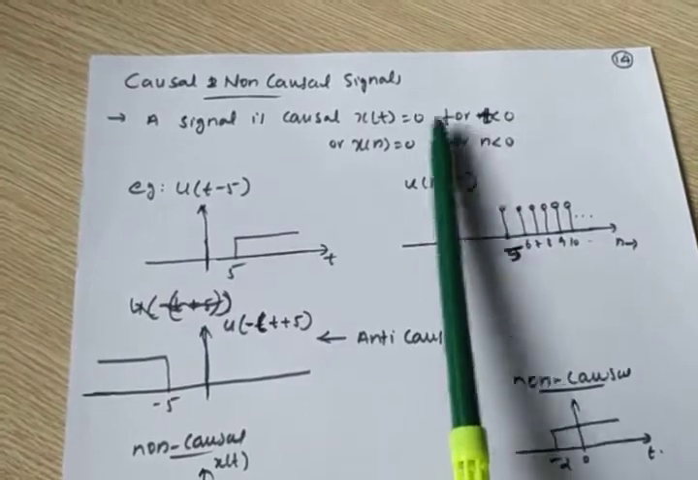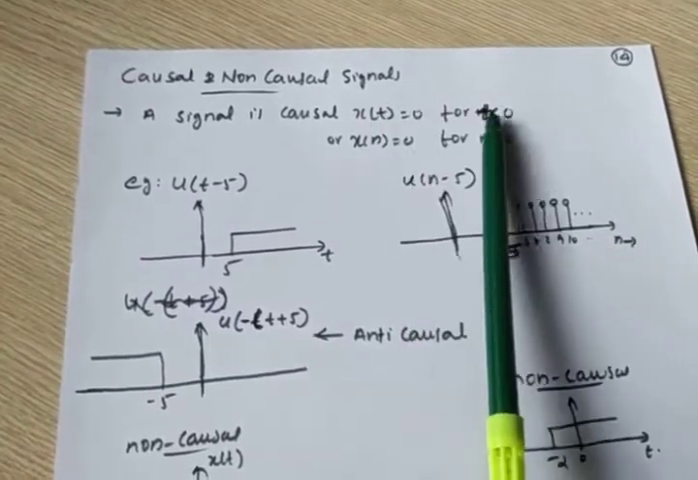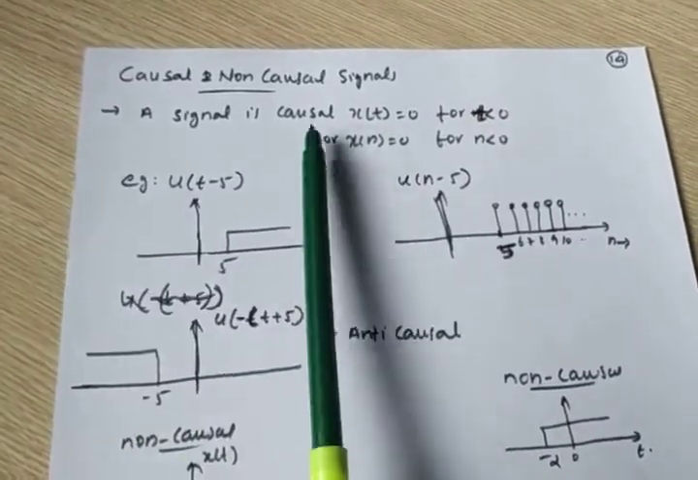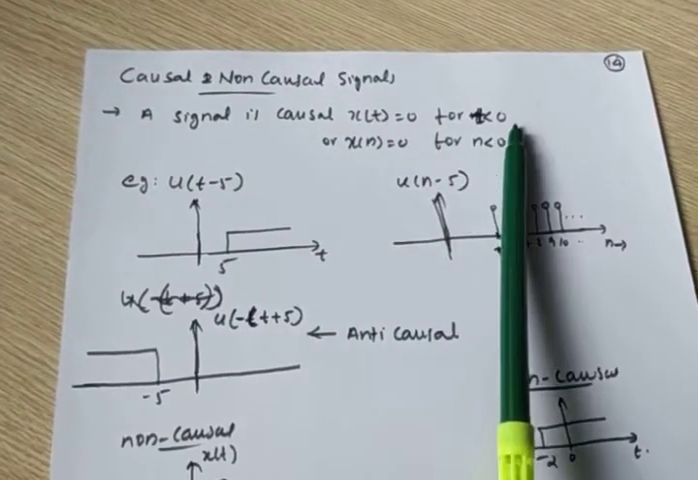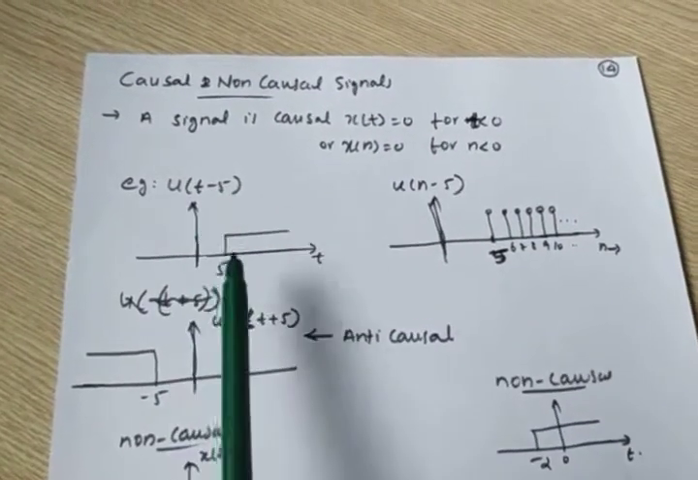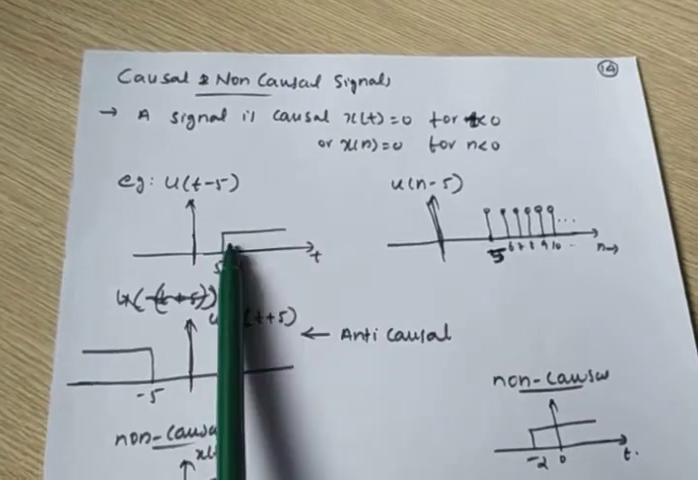That means it is defined only for t greater than 0, right? We can infer like that. x of t is 0 for t less than 0. Take this signal u of t minus 5. It will start from plus 5 like this.